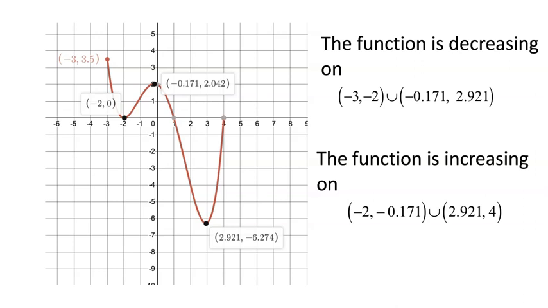2.921 to 4. So what do we talk about in this lesson? We talked about domain and range. We talked about increasing, decreasing, and continuous, where that happens with various functions. We talked about absolute mins and maxes. We talked about local mins and maxes. Those are various ways for us to do some graphical analysis. And that will conclude this lesson.